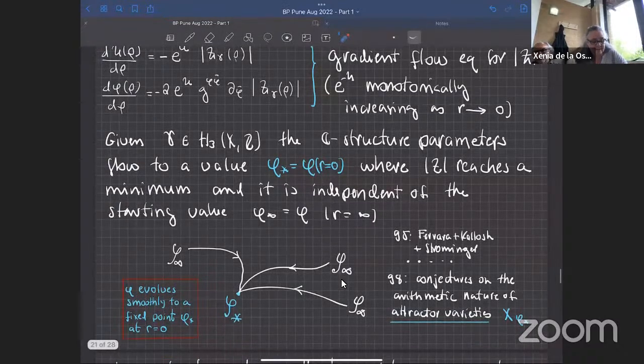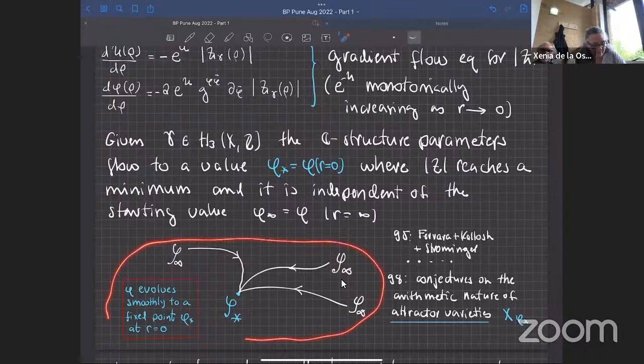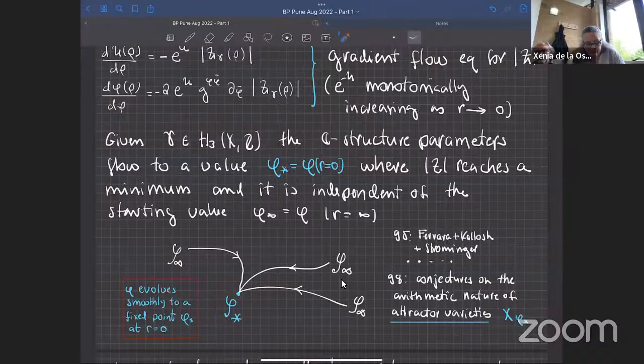So what's the conclusion of this? If you are given a charge vector gamma, the complex structure parameters flow to a value pi star at r equals zero, where the absolute value of Z reaches a minimum. And it is independent of the starting value of pi at infinity. So this is a picture of what is happening: pi is evolving smoothly to this fixed point at the horizon. As I said, this was discovered originally by Ferrara, Kallosh, and Strominger. And what Greg Moore did in 1998 is to make conjectures on the arithmetic nature of the Calabi-Yau with this complex structure parameter. We usually refer to them as attractor varieties.